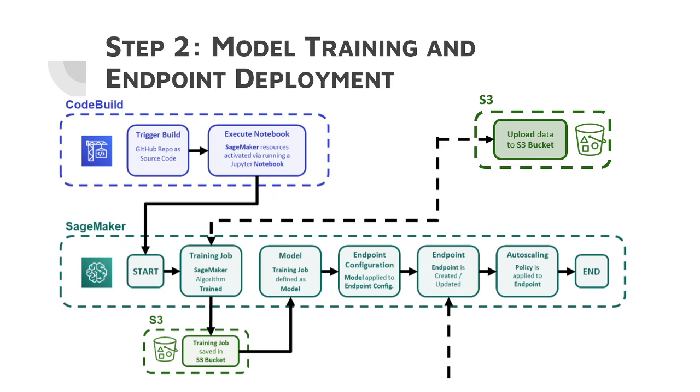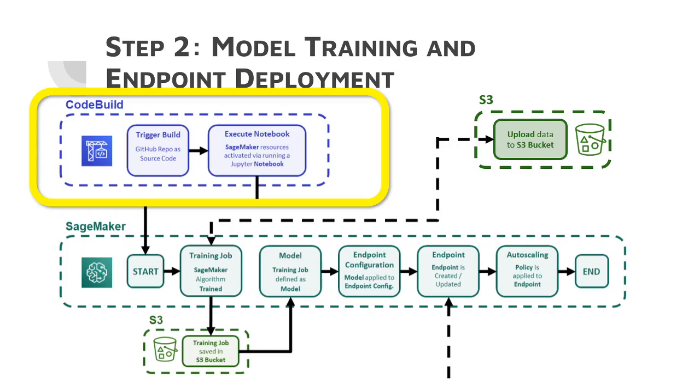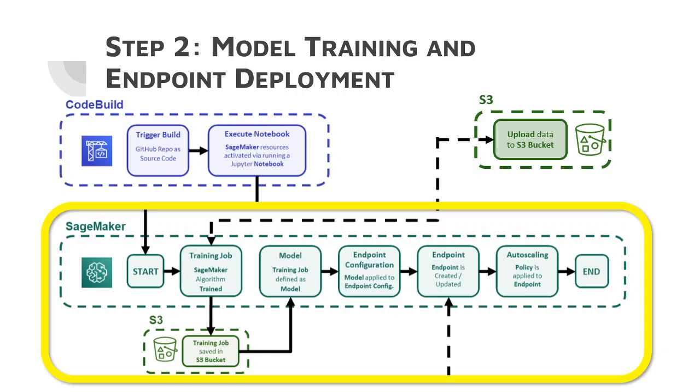Step 2 is where most of the work happens. Our source code is hosted in a GitHub repository, which is connected to a code build project. Once that project is triggered, it executes our source code, including a Jupyter notebook, which then accesses all our SageMaker resources. When that notebook is activated, it starts training our model using the SageMaker image classification algorithm.